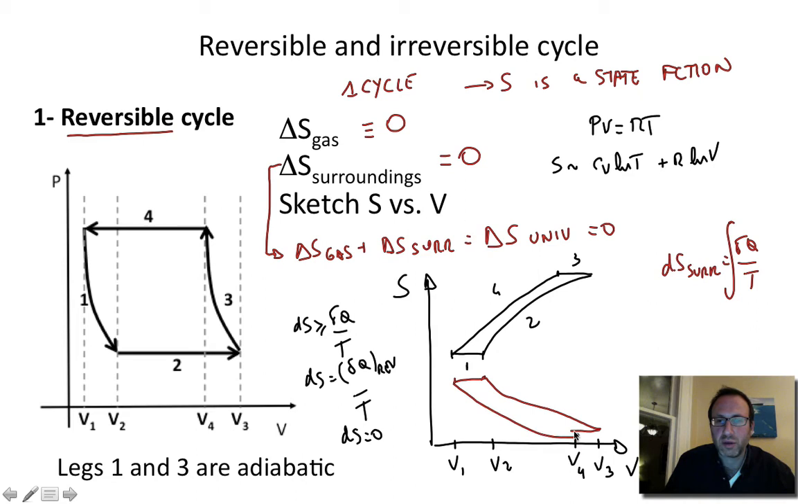And here is what happens to the surroundings. I'm sorry about the drawing here. This is flat, and then it goes like this. Sorry about that. 3 and 4.